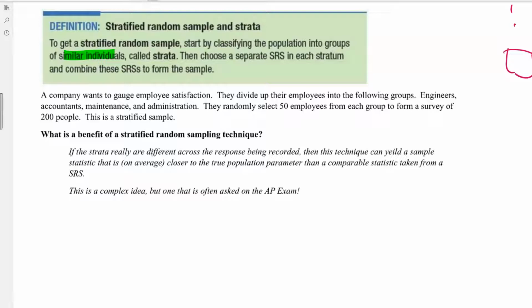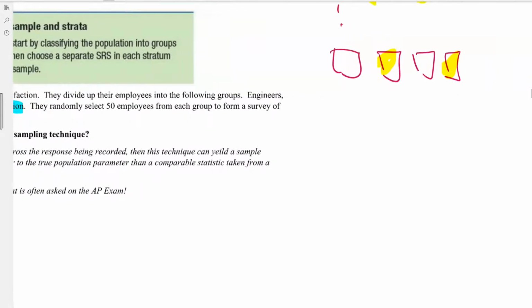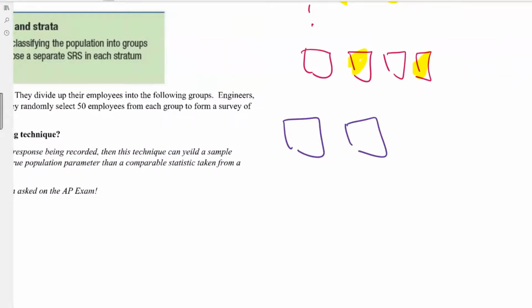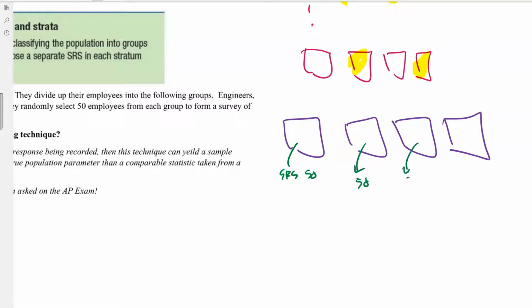And these are all going to be kind of similar groups, right? Like the administration, the maintenance, each group probably has its unique characteristics within the group that are different from other groups. Then they randomly select 50 employees from each group to form the 200 people. So that's a stratified sample. Here we got 4 groups, but instead of in cluster, where we would take a random sample of 2 of the groups and survey everybody, here we take a simple random sample of 50 from each group.